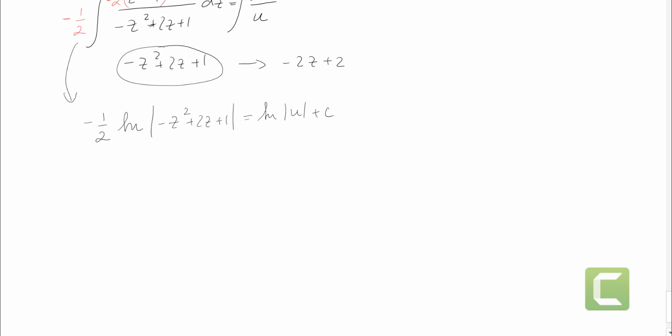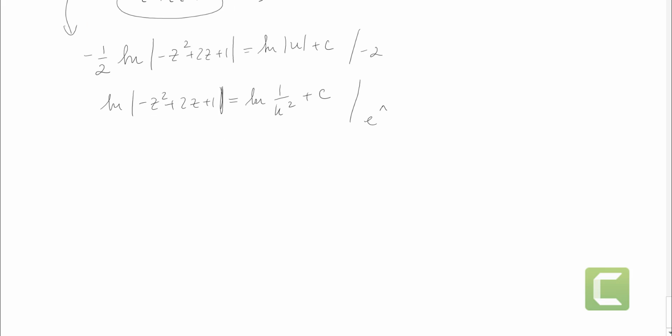So now I'm just going to solve for z. I multiply by −2. So ln(−z² + 2z + 1) equals −2 ln|u| + c, so I can actually say ln(1/u²) + c. And I'm going to raise e to each of them. So it's going to be −z² + 2z + 1 equals c times 1/u². Let's not forget z was v over u. So I'm going to go back and say −v²/u² + 2 v/u + 1 equals c times 1/u².